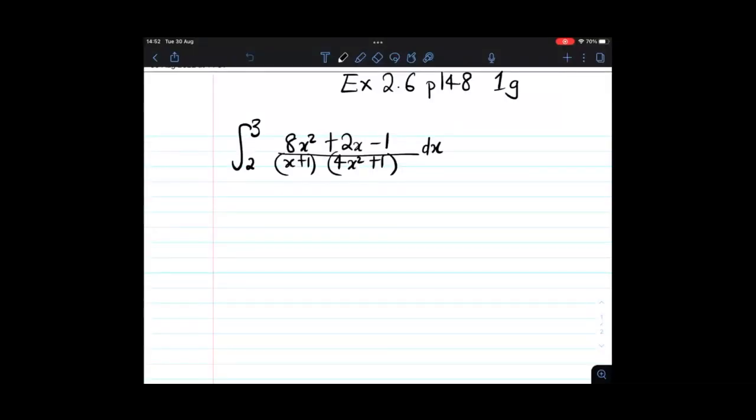Hi everyone. In this video, we are going to look at exercise 2.6 number 1G, which is part of the homework, which is found on page 148. And here we are supposed to integrate this fraction that we have, which has some polynomials in it.